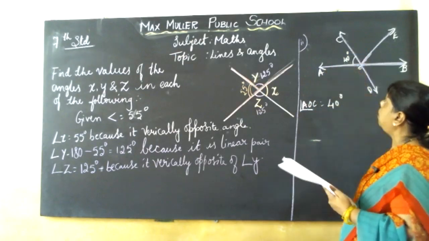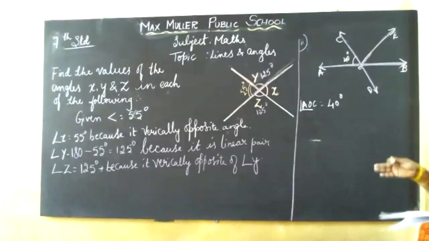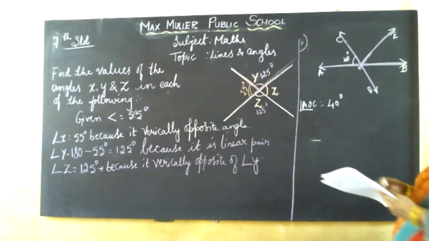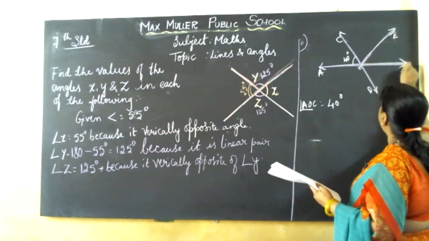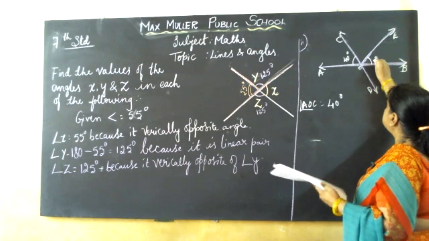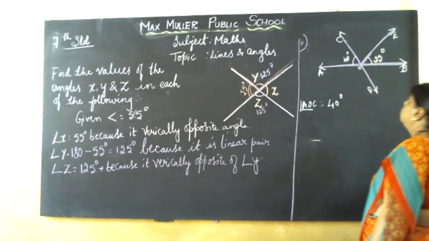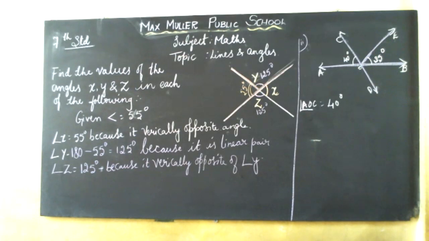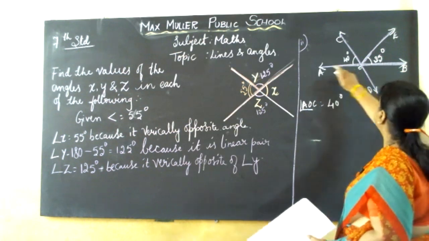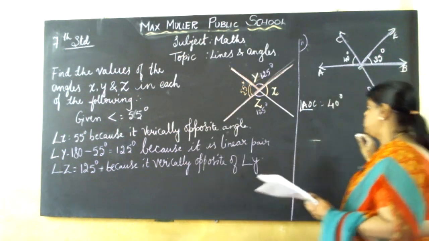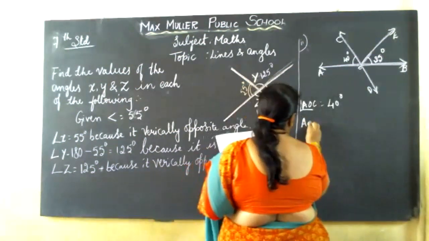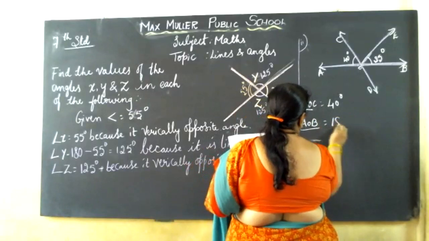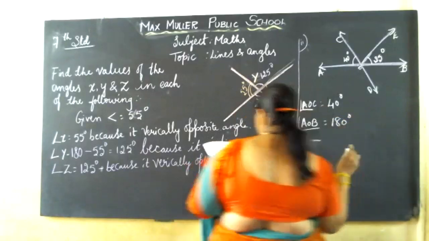They have given you, children, from where? Somewhere I did not write. There it is there in the textbook only. And EOB, this EOB. How much is this? This is 25 degree. AOC is 40 and EOB is 25. So, what is the other angle? The other angles. Let us see. AOB is equal to 180 degree, isn't it? It's a straight angle.